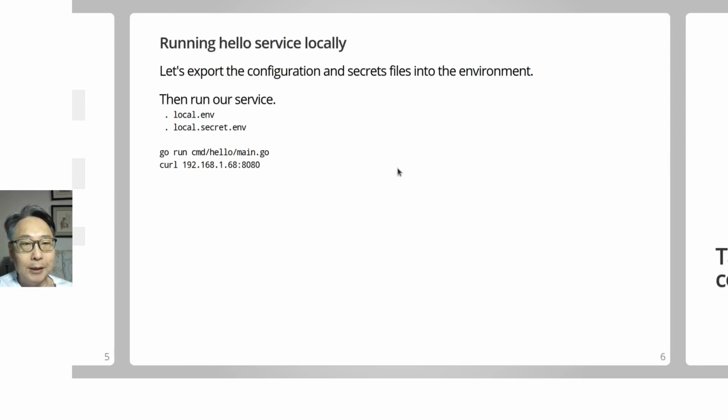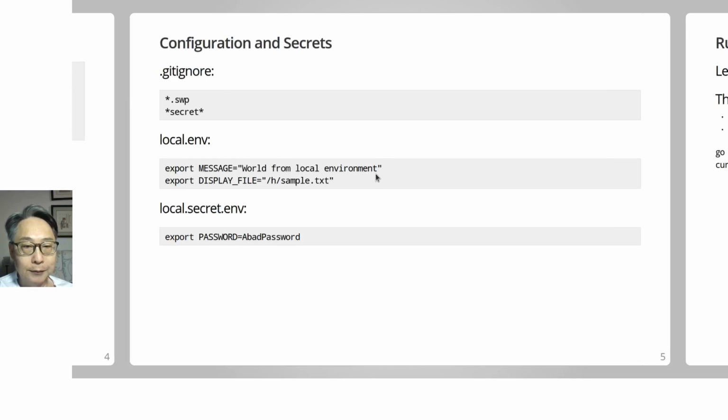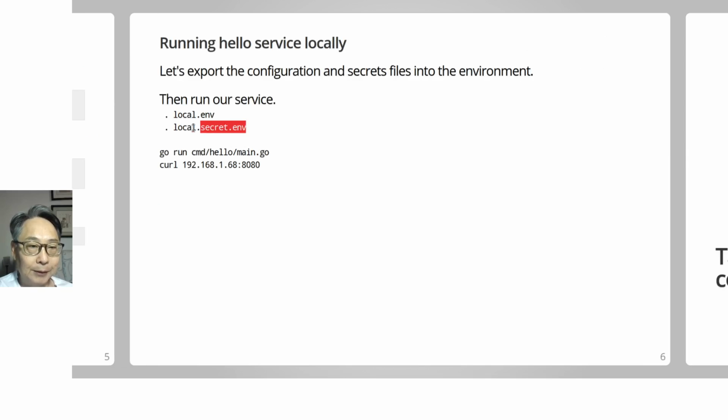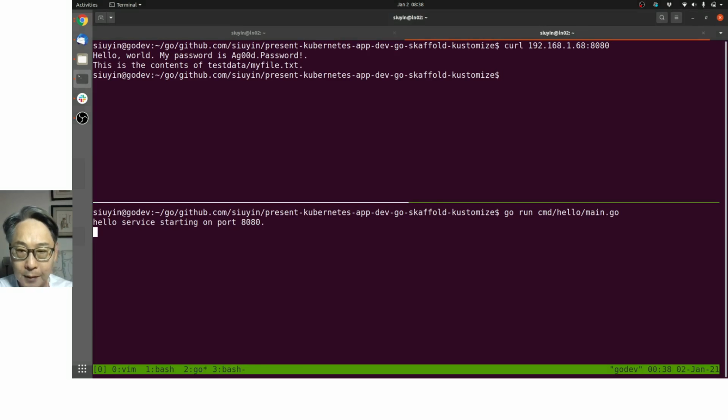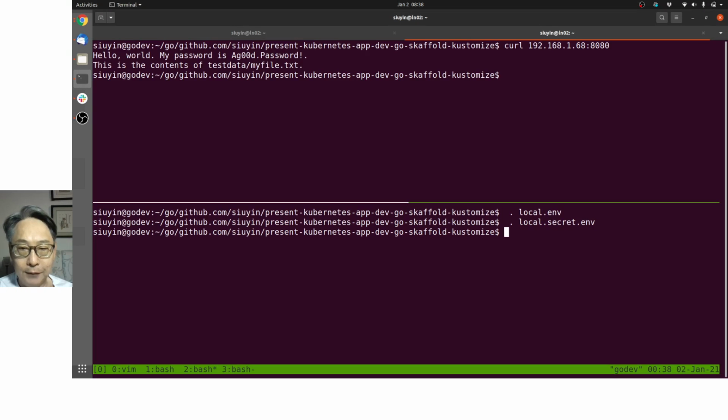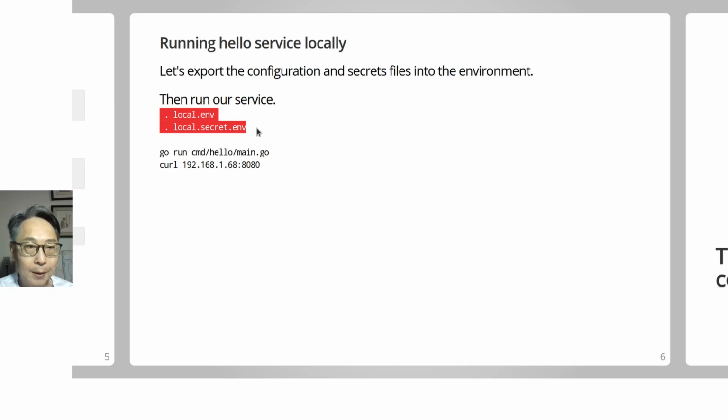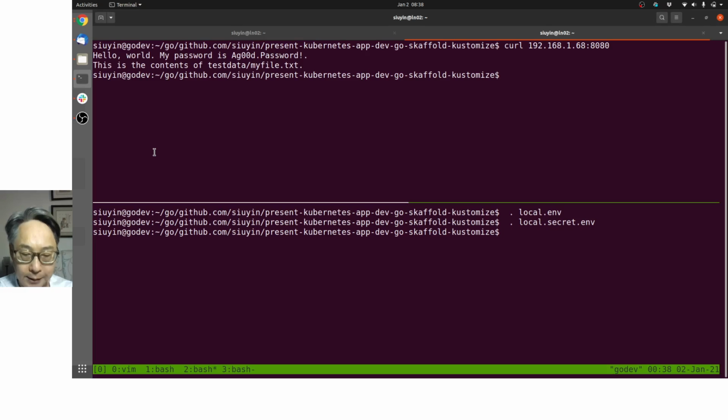So let's try running the hello service with environment variables set. Now I just want to remind you that the message now is world from local environment, and I'm looking at a different sample text, and I have a different password as well. It's called a bad password. So let's source our environment variables. The environment variables are sourced. Let's run our main program again.